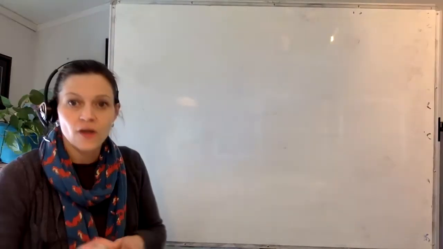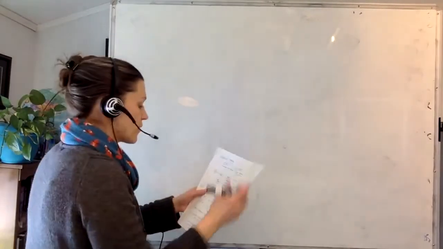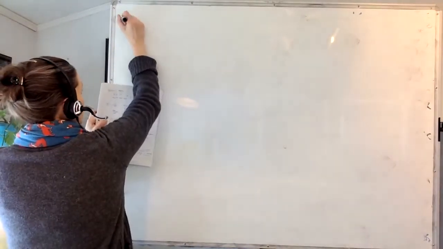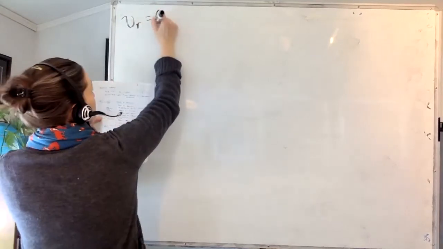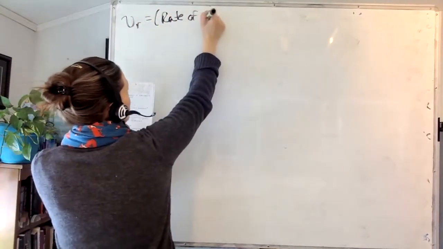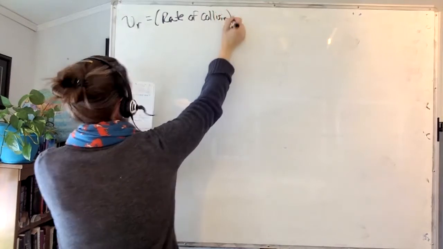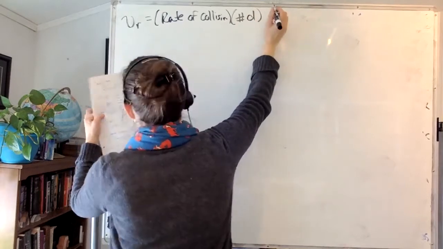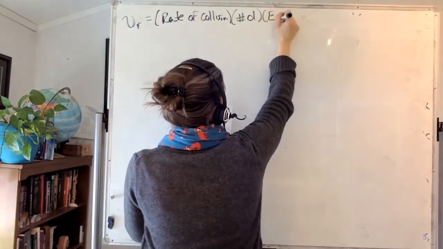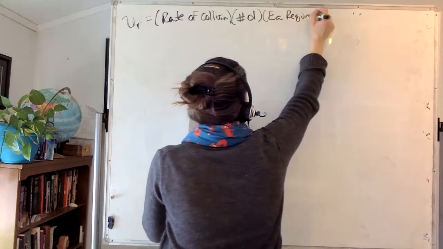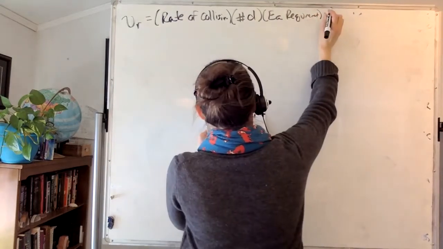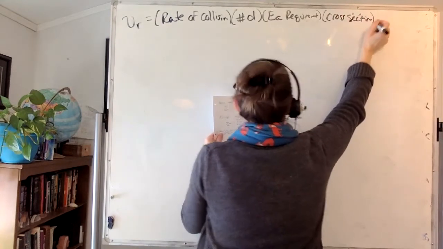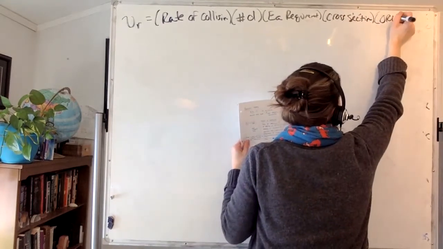Cool. To connect to each of those independent things to consider, we're going to make the overall rate of the reaction equal to the rate of collision, multiplied by the number density, multiplied by the EA requirement, and then multiplied by the cross section, and then multiplied by the orientation.